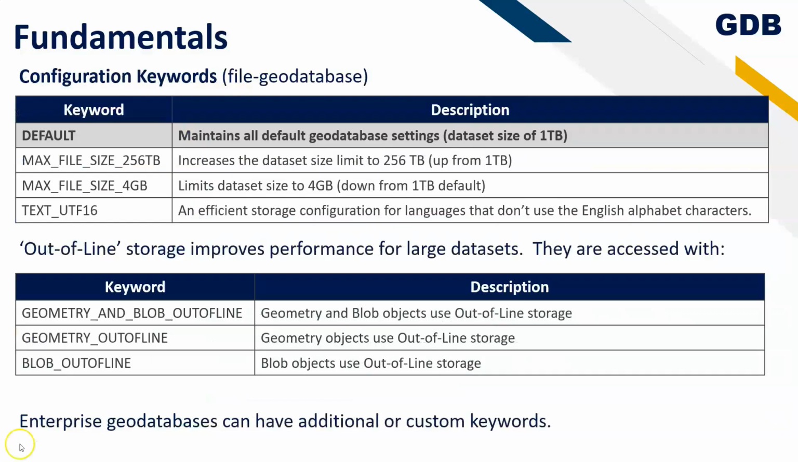Configuration keywords give the ability to modify feature class behavior. The configuration keyword is set when a feature class is created. The file geodatabase configuration keywords are shown in these tables. Default settings are applied using the default keyword, which is set automatically. This keyword will cover most of the uses for a feature class, but it's good to know about the other available keywords and what they mean. The other keywords in the first table relate to feature class size.